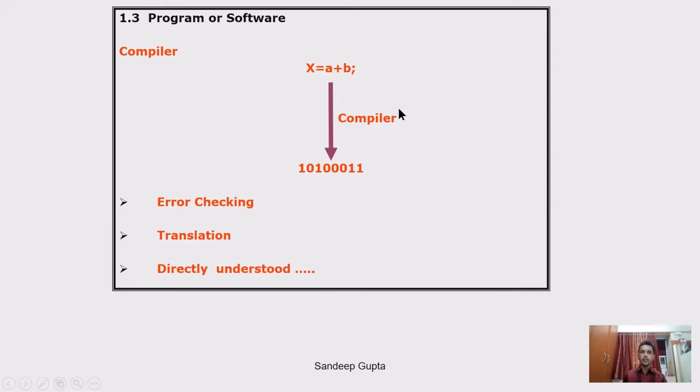Anyway, now what you do is you draw this diagram. And below the diagram, you just write two uses of compiler. Number one, error checking. Number two, translation. So come on, do that. Copy the diagram and copy these two. Come on, do that quickly. Okay, so I hope you have copied this.